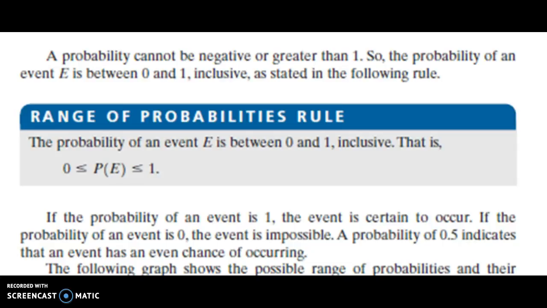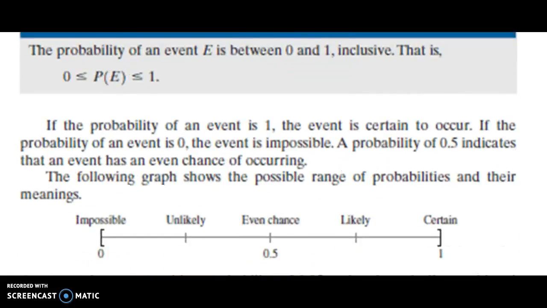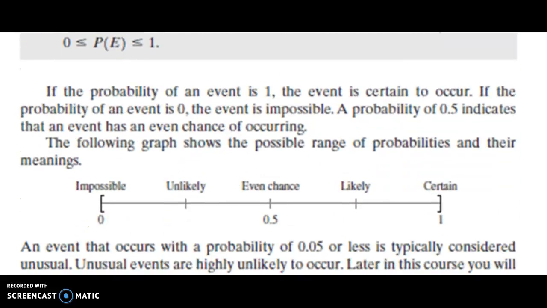So, the range of probability rule says this. The probability of any event is between 0 and 1 inclusively, meaning that your probability is some decimal between 0 and 1. So you'll always find the probability between those two numbers.